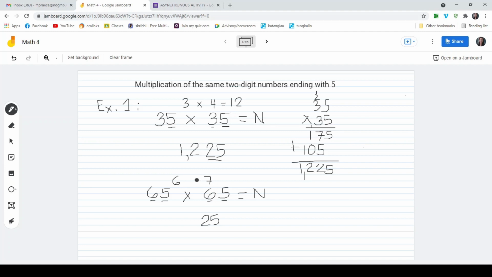And then, you multiply this together. 6 times 7 is equal to 42. Then attach this product to the given product of the first digit at the ones. So, the total is 4,225, which is the correct answer. So, that's how you multiply this number mentally.